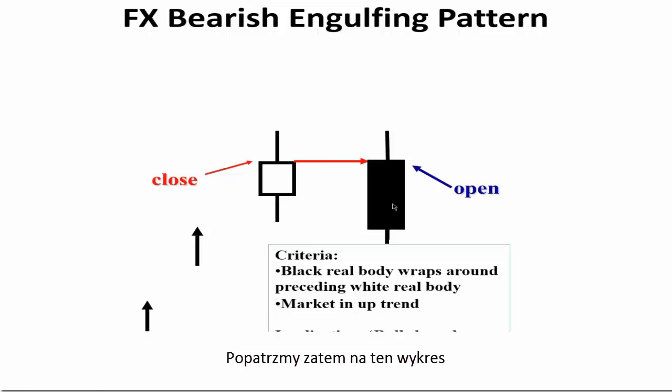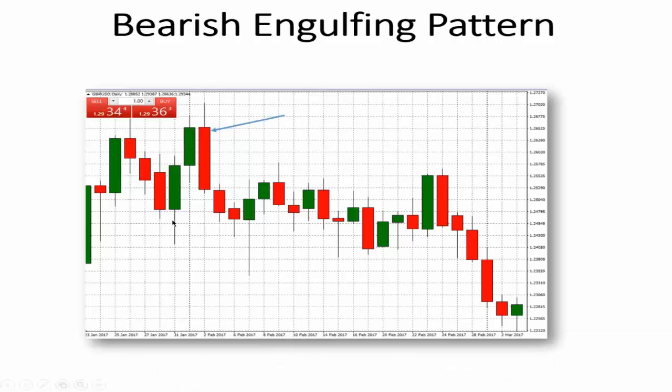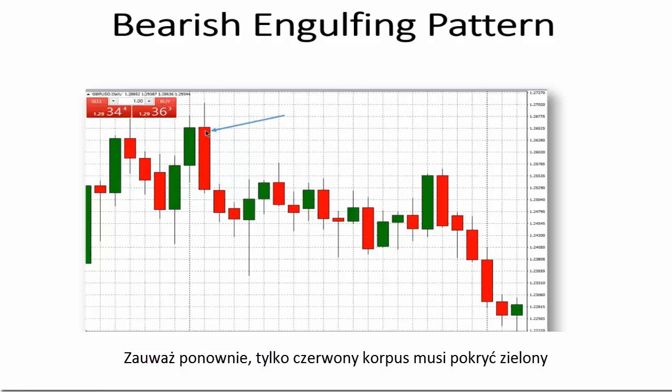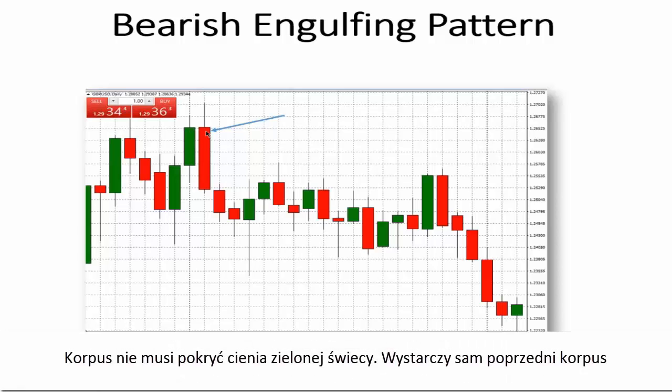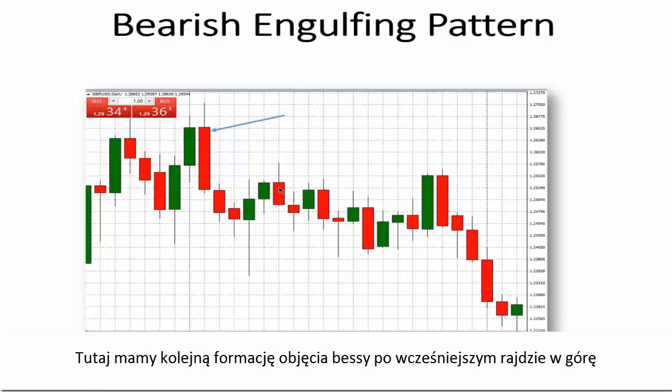So let's look at this. This is a bearish engulfing pattern. Okay, red wrapping around the green. And a little bit of an uptrend, so that's valid. And notice again, this red real body, all it had to do is wrap around the green real body. The red real body did not have to wrap around the upper shadow. All that has to happen is real body wrap around real body. You see that? Okay, another little bearish engulfing pattern here. I just noticed a little bit of a rally. Bearish engulfing pattern over here.